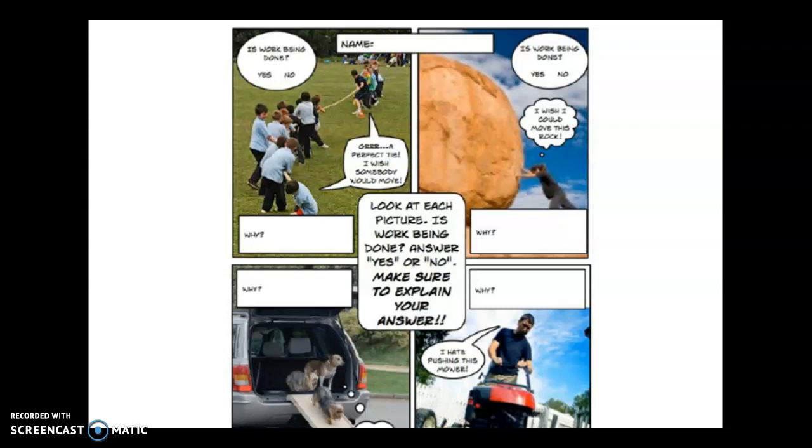This is the worksheet that I sent for you to solve. I will tell you now the correct answers. As we can see in the first picture, no one is moving, so the force does not cause a movement. There is no work. In the second picture, the lady can't move the rock, so there is no work because the rock is not moving. So there is force but no distance, and I told you if we don't have a distance, it means no work. In the third picture, because the dogs are moving, there is force and distance, so there is work. In the fourth picture, the man is moving the mower, so there is work.